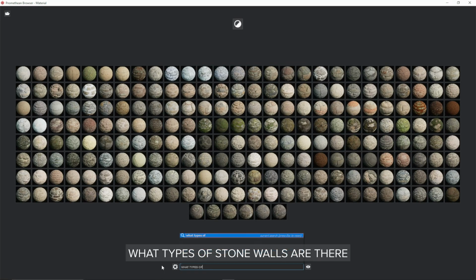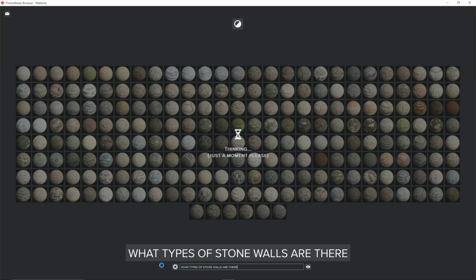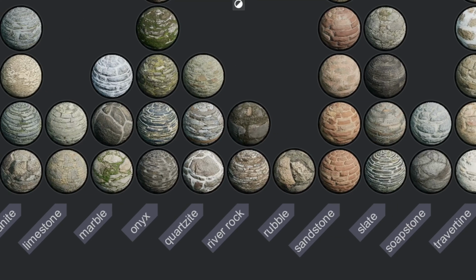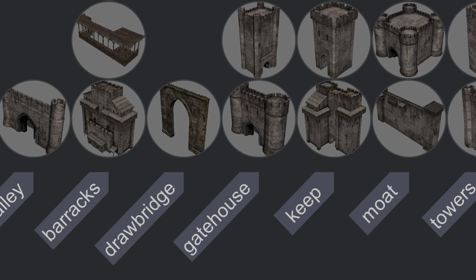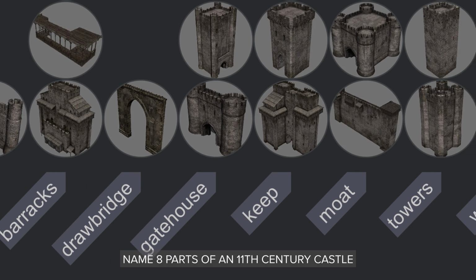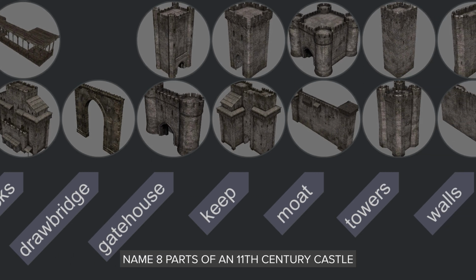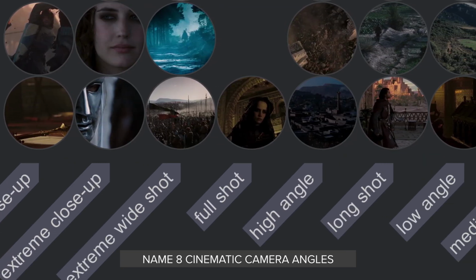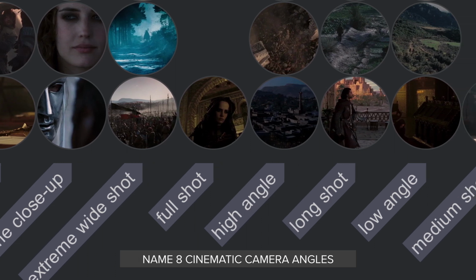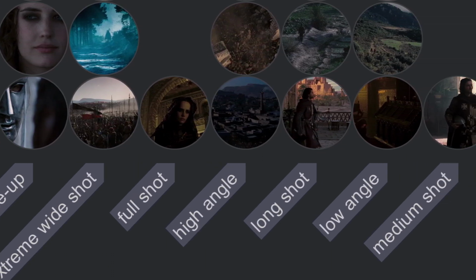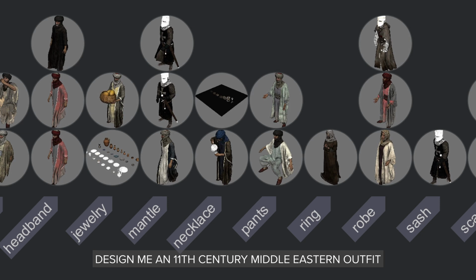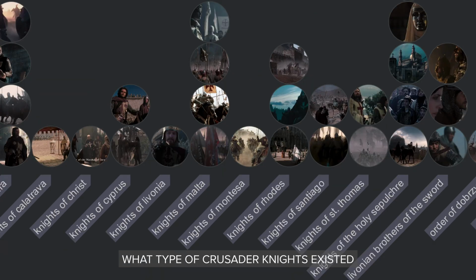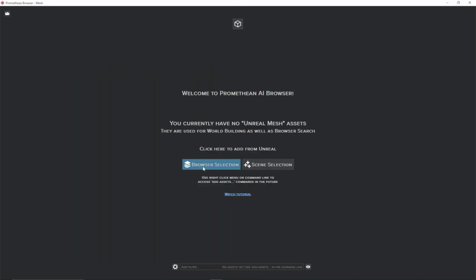We can also do more advanced searches like, what types of stone walls are there? This will give us different categories based on our search. We can do the same for engine meshes, like, name 8 parts of an 11th century castle. We can do another search for 8 cinematic camera angles. Promethean will create categories based on your search term and group any assets found in your library to best fit these categories.